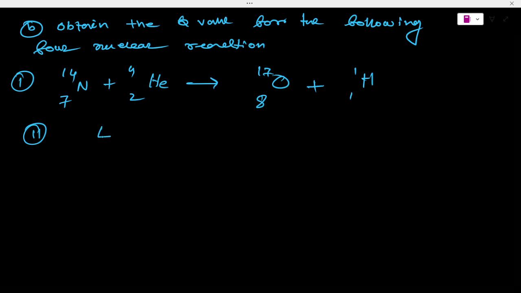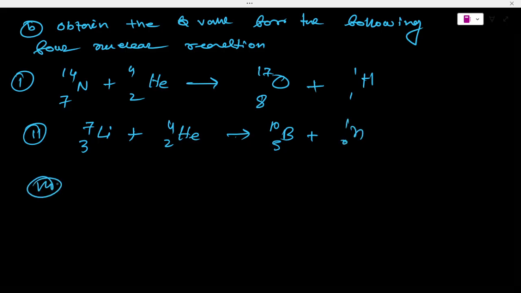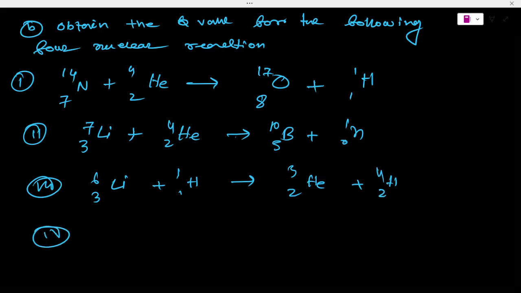Second, lithium 7 (3) plus helium 4 (2) is equal to boron 10 (5) plus neutron 1 (0). Third, lithium 6 (3) plus hydrogen 1 (1) gives helium 3 (2) plus helium 4 (2). Fourth, sodium 23 (11) plus hydrogen 1 (1) transitions into neon 20 (10) plus helium 4 (2). These are the questions.